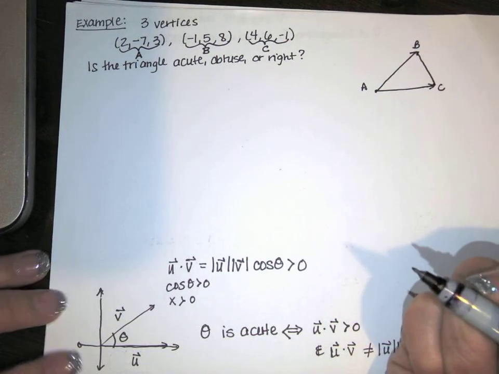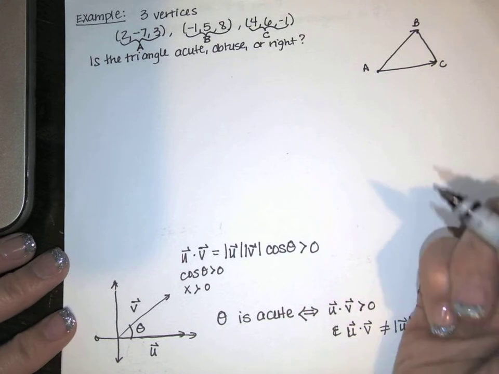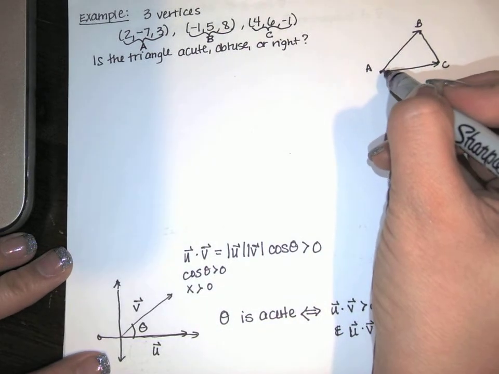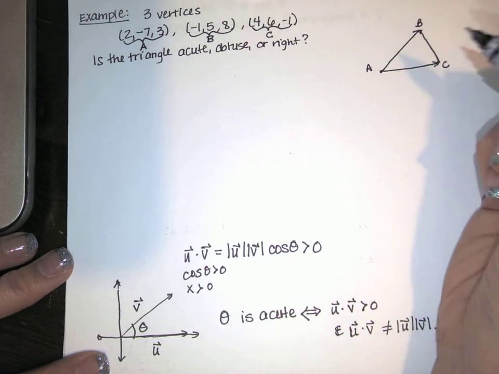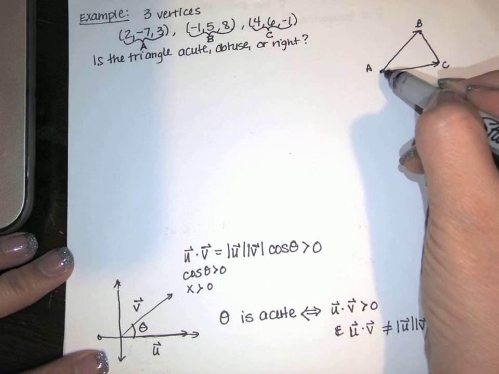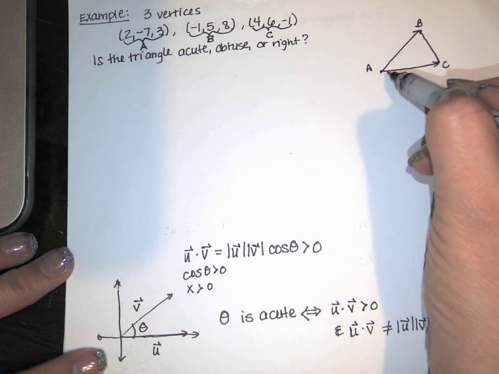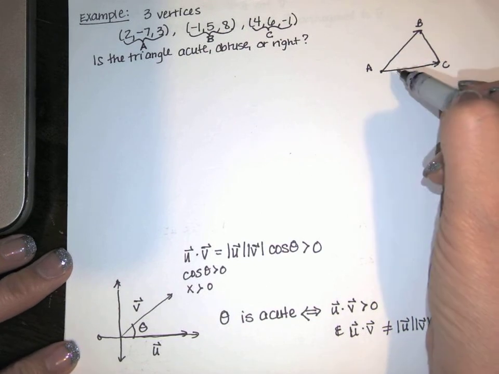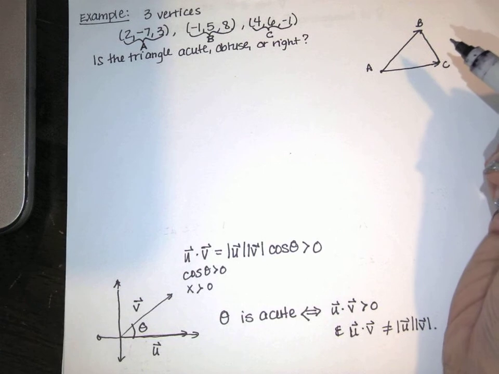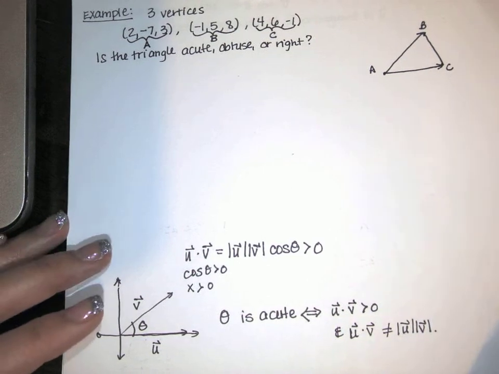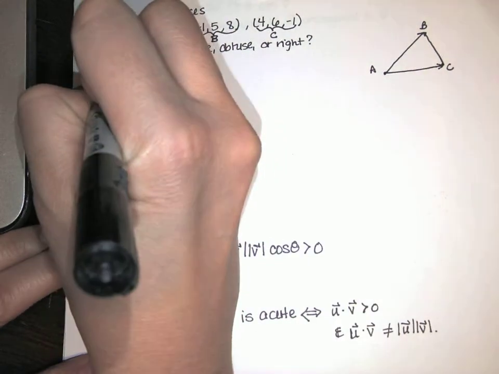Now that forms a triangle. Now if I want to know whether this angle at point A is acute or obtuse, I need to find the vector from A to B and the vector from A to C, and then determine if that dot product is positive, negative, or 0. So let's do that. Let's find the vector from A to B.